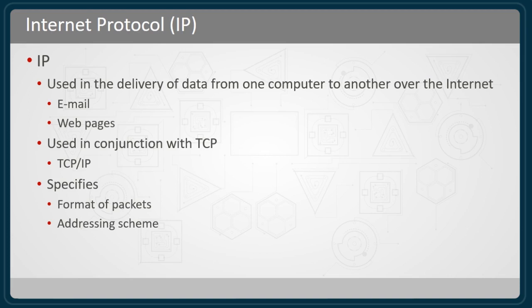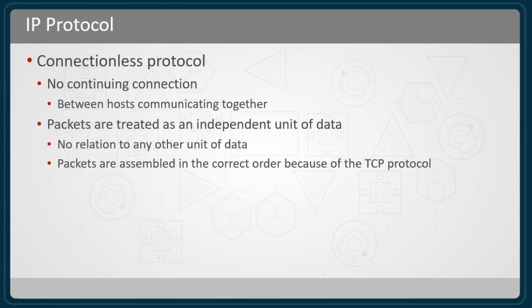Now, we will certainly clarify that in a moment, but in terms of some of the characteristics of the protocol itself, IP is connectionless, meaning there is no continuing connection between the hosts communicating together. Now, earlier we talked about TCP and how it does establish and maintain a connection. So it's not that it isn't there, it's just that IP doesn't really care about it. That's not its job. TCP maintains and establishes the connection. IP says, great, but I don't need to use that.